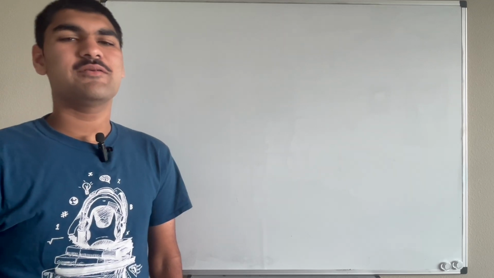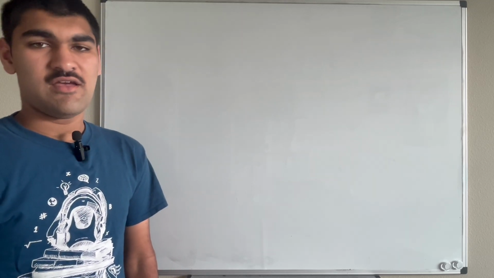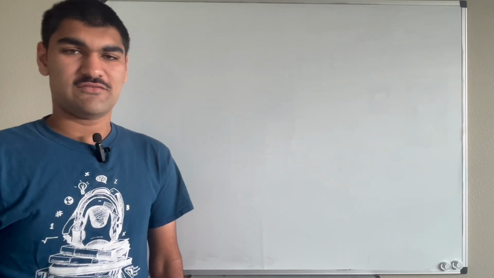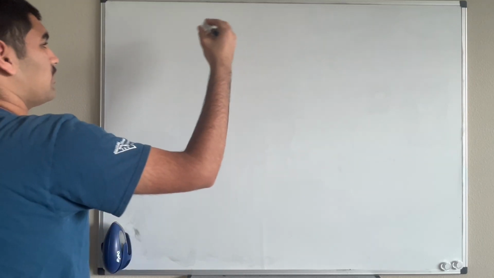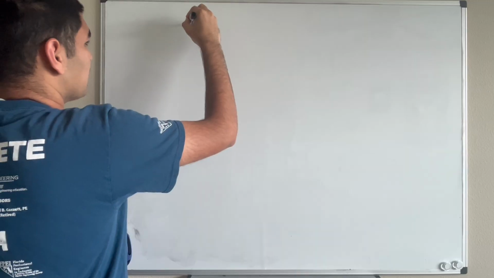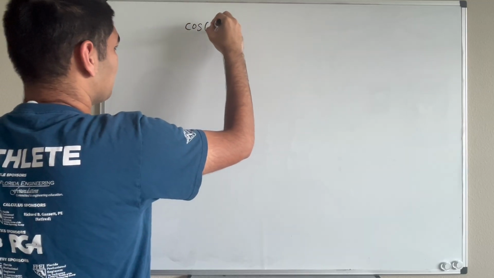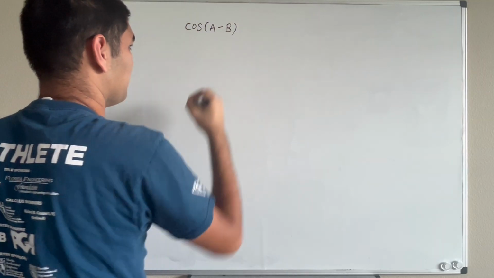In this video, we will be deriving the sum difference identities and the double angle identities for trig functions. Alright, so let's get right into it. First, we will start by deriving the identity for cosine of a minus b.